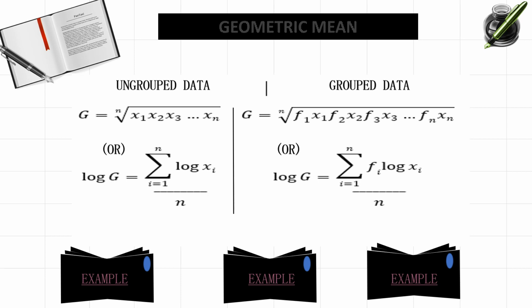Here are the formulas to calculate geometric mean for ungrouped data and grouped data. We can observe there are two forms here. One is in terms of roots and the other one is in terms of logarithms. Let me show you how the second formula came.